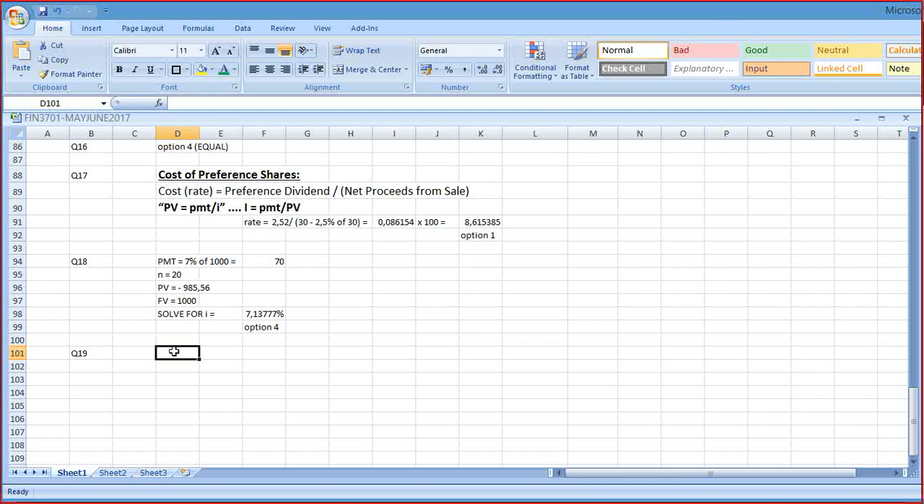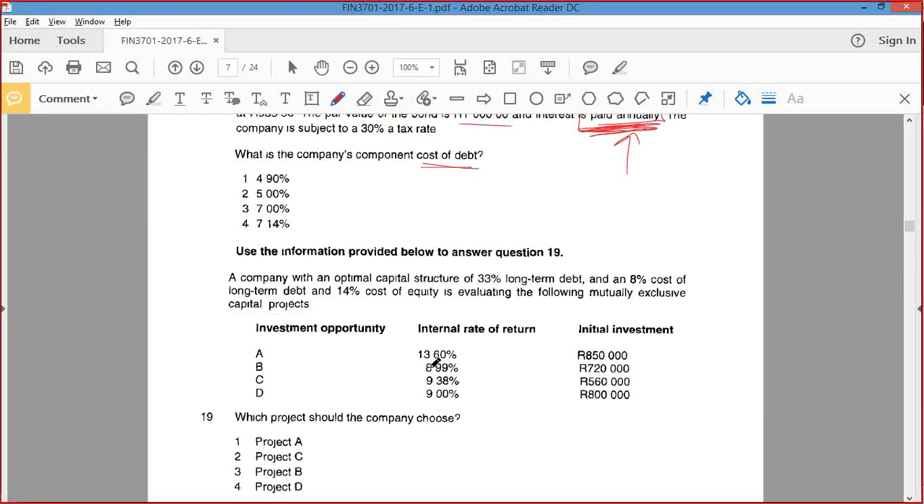Present value, 1,000. Future value. Yeah, 7.1377. There we go. Cool. Okay. Now I've got it now.